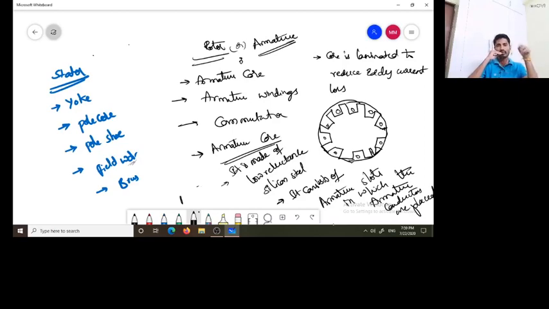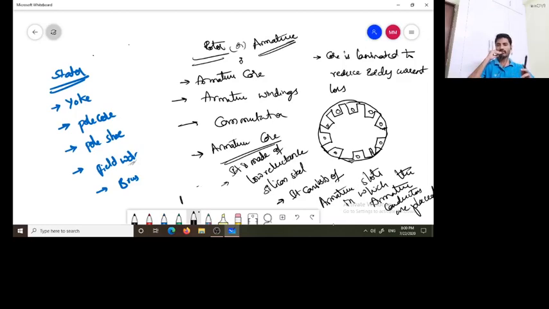Eddy current loss will be occurring in the core part of the material. Due to the amount of heat produced in the core material, some loss will be occurring in the form of heat. That loss is nothing but an eddy current loss. So simply we can say that the I square R loss occurring in the core material is nothing but an eddy current loss.